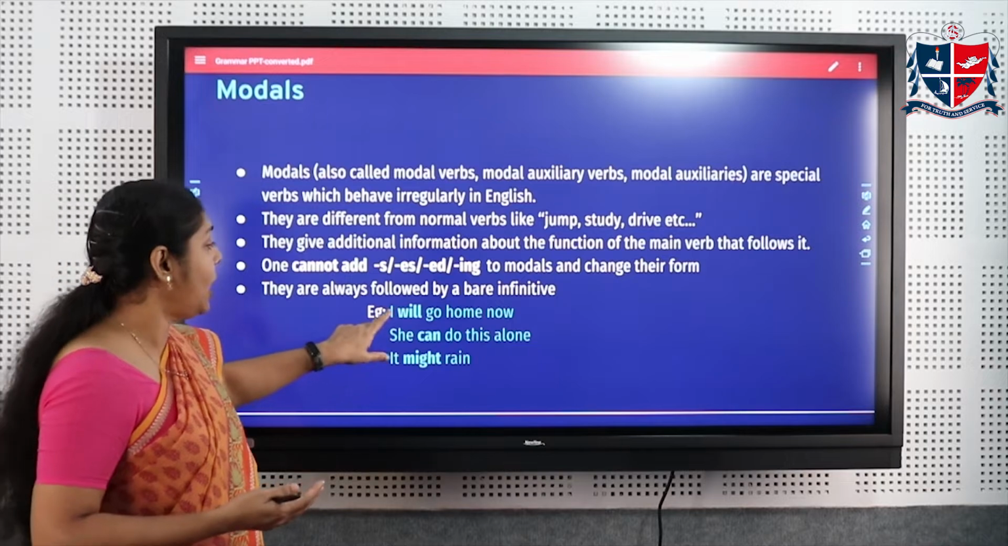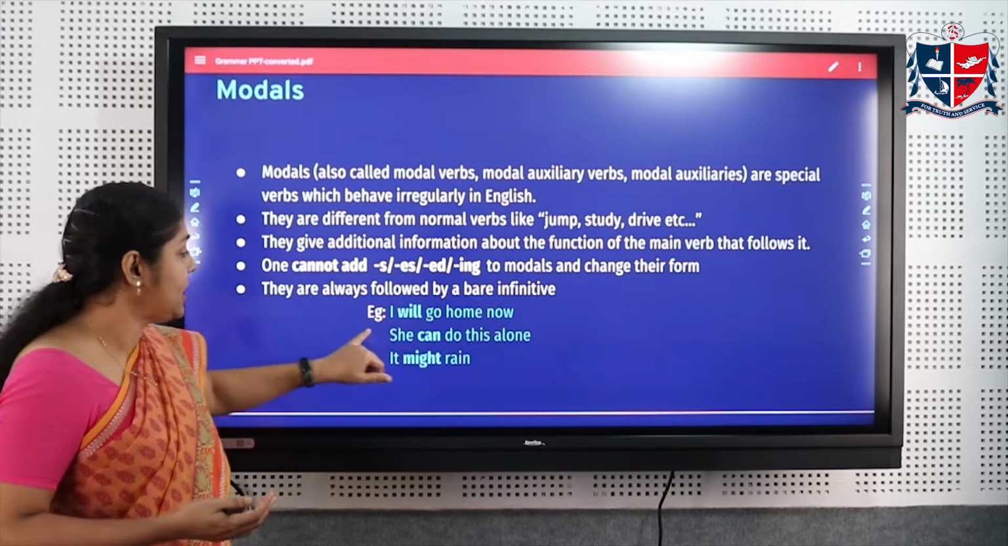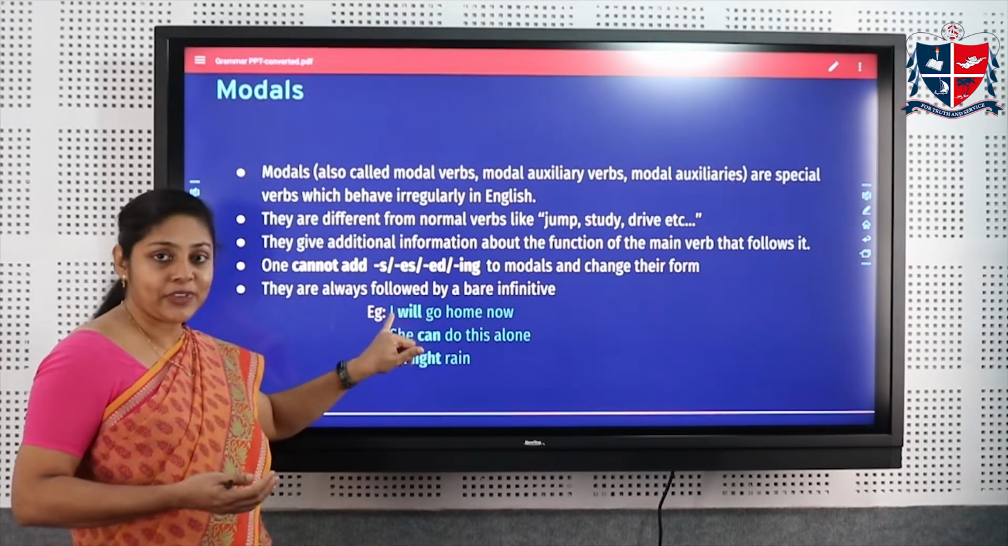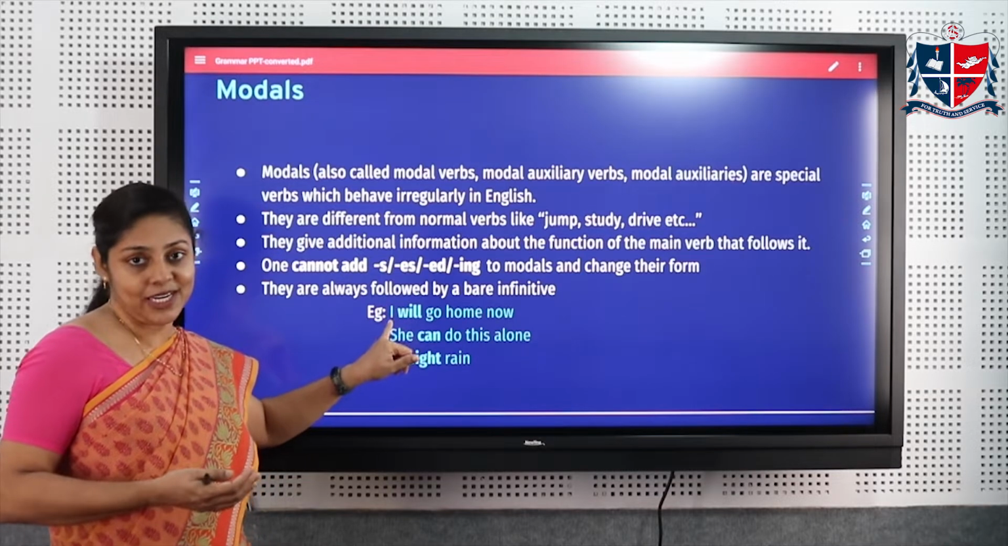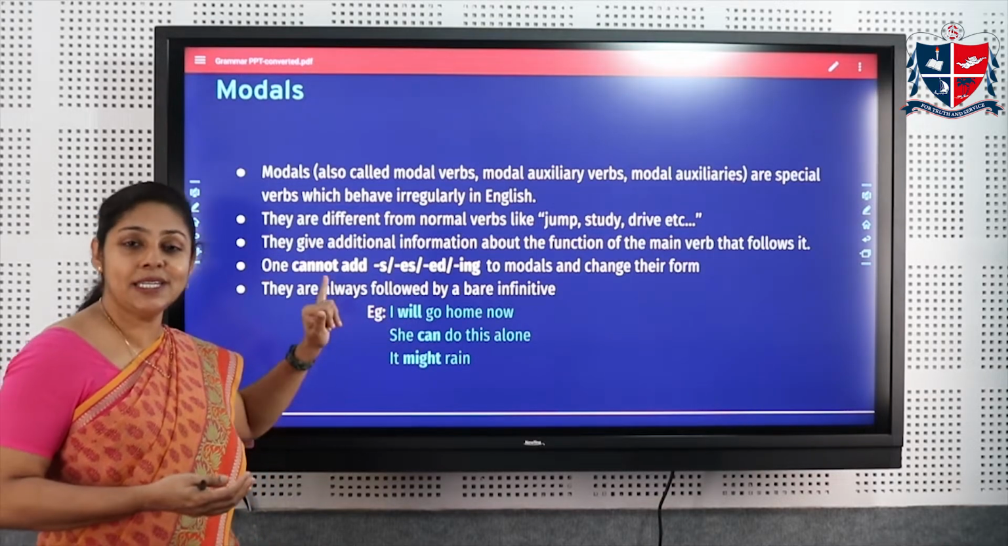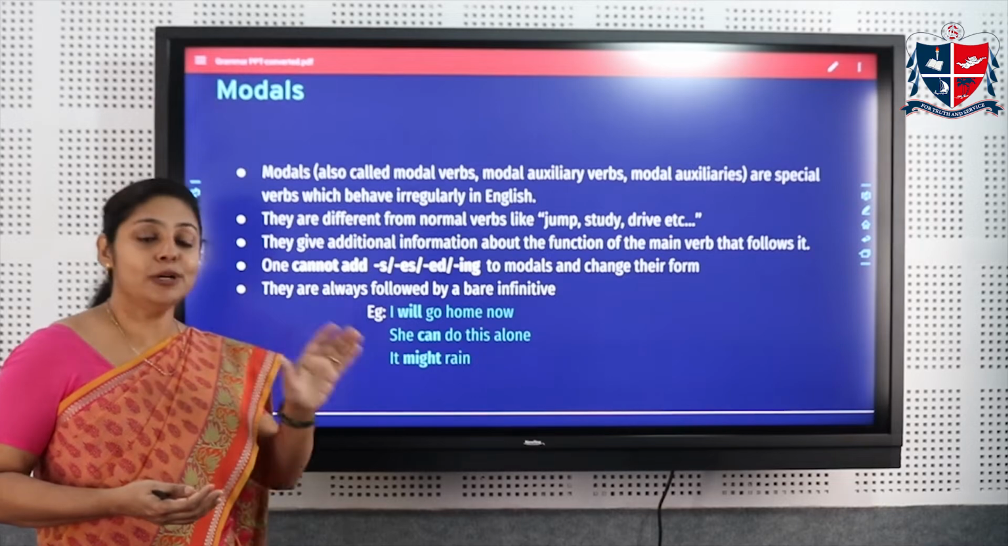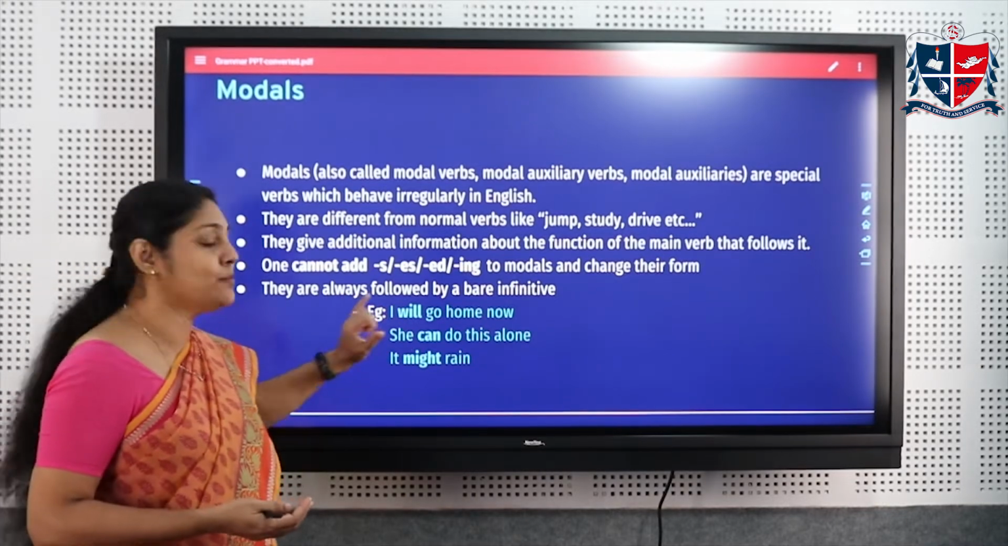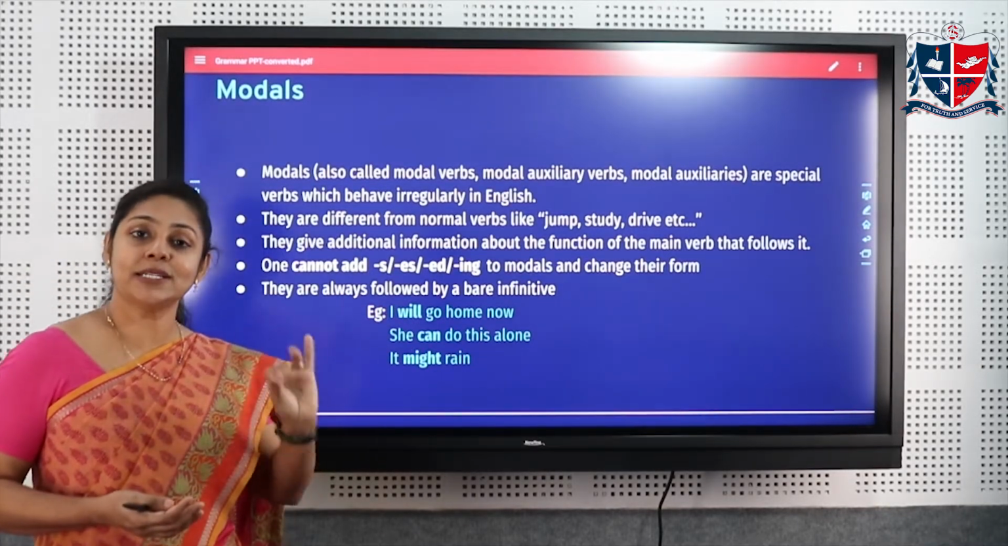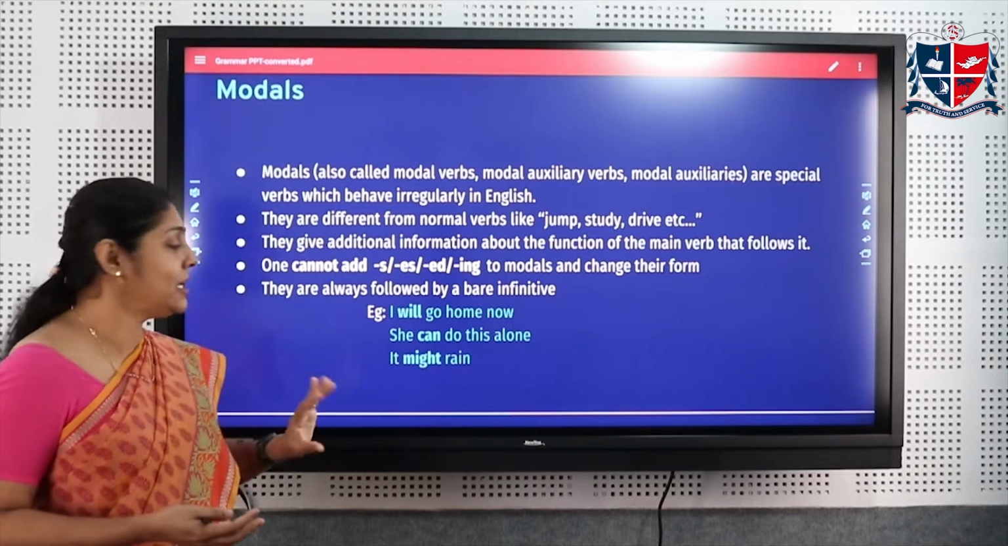So like for example, I will go home now. See, in this sentence, will is a modal auxiliary. It is always a helping verb. It cannot be used as a main verb. You cannot make a sentence using this modal will. It cannot be used as a main verb in any context in English.